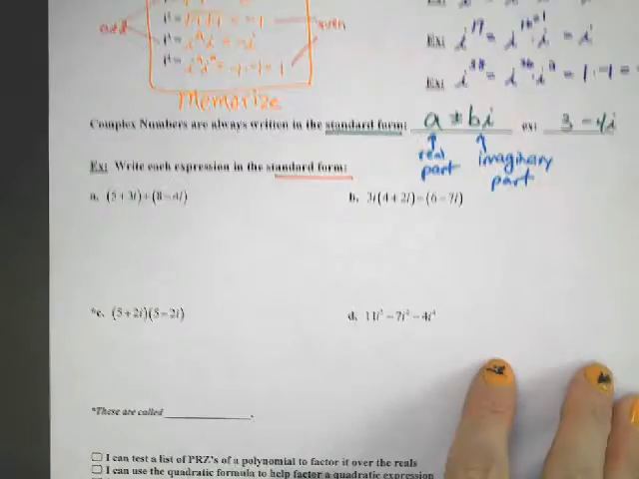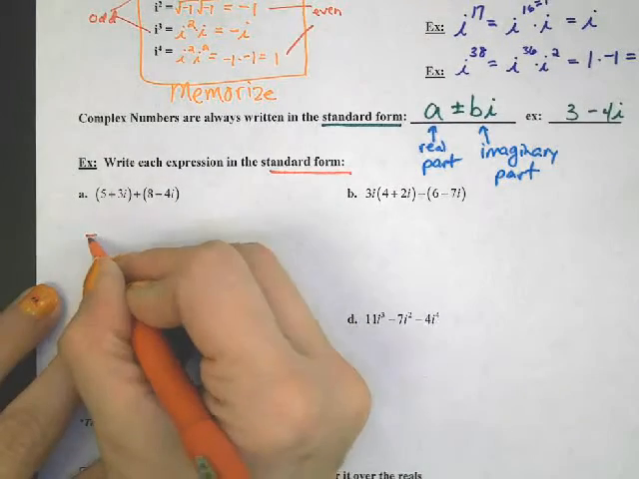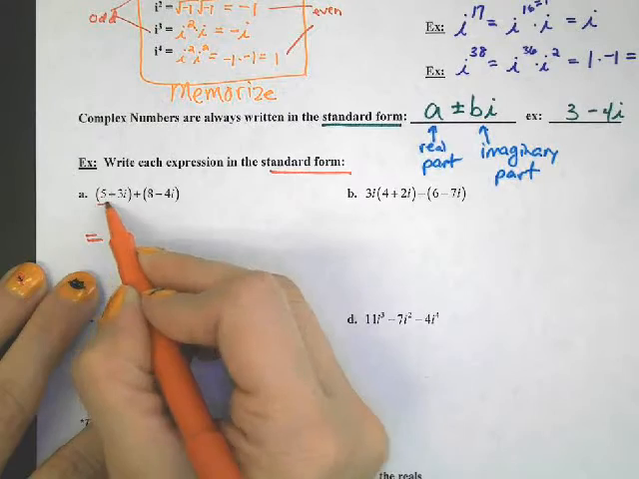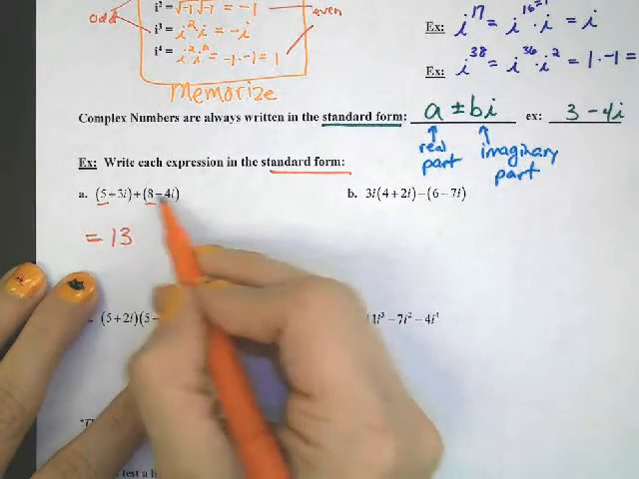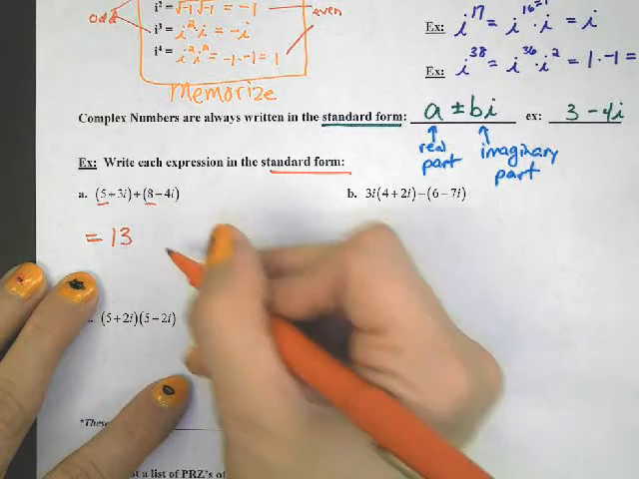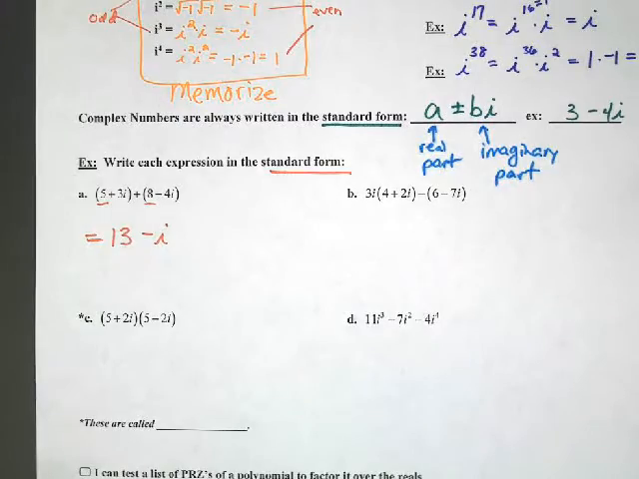All right, how do you add imaginaries? Well, you add the real with the real and the imaginary with the imaginary. So tell me the real part first. 5 plus 8. 13. And now tell me the imaginary part. Minus 1i. That's all you got to do.